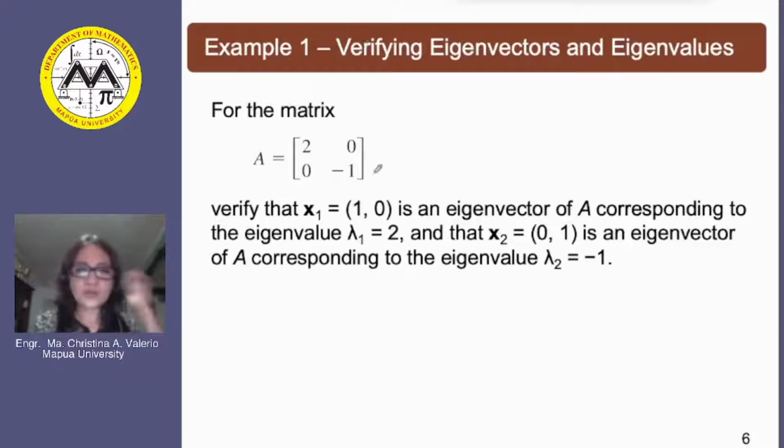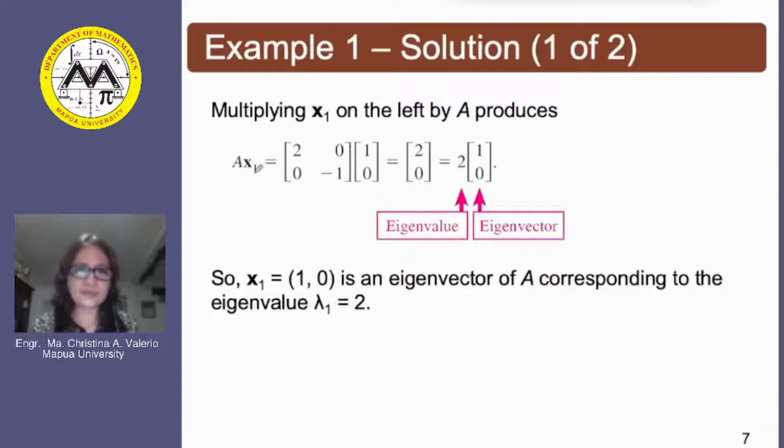In order to verify that x is an eigenvector of A with corresponding eigenvalue lambda sub i, we only need to apply the rule that A times x should be equivalent to lambda times x. Multiplying x sub 1 on the left by A produces the column vector with components 2, 0, which can be expressed as a scalar multiple, 2 times the column vector 1, 0. Since A times x sub 1 can be expressed as lambda times x, we say that x sub 1 with components 1, 0 is an eigenvector of matrix A corresponding to the eigenvalue lambda sub 1 equals 2.